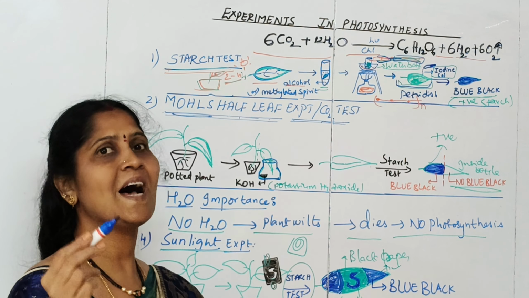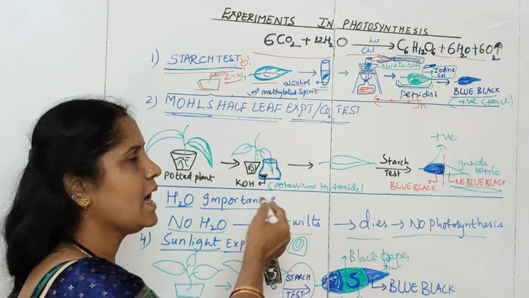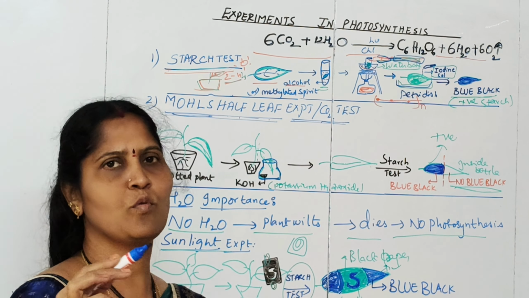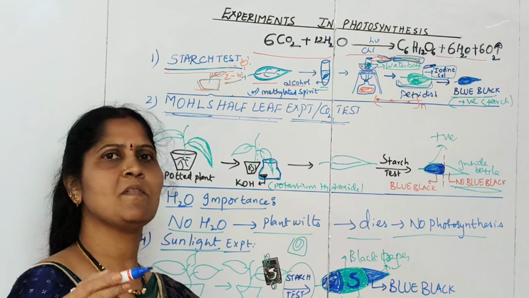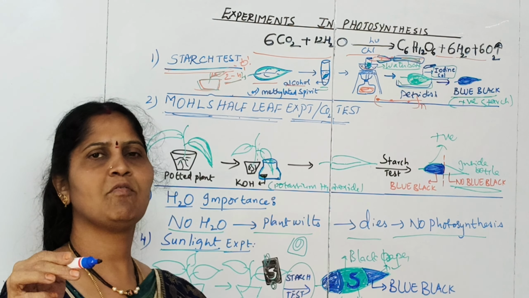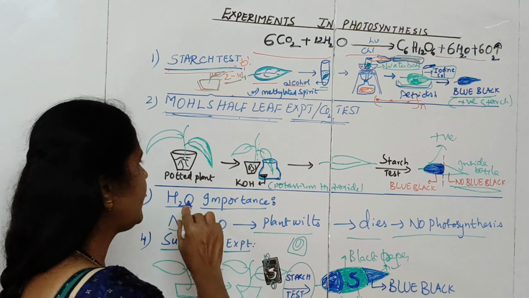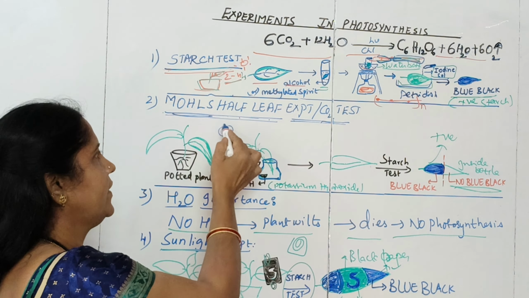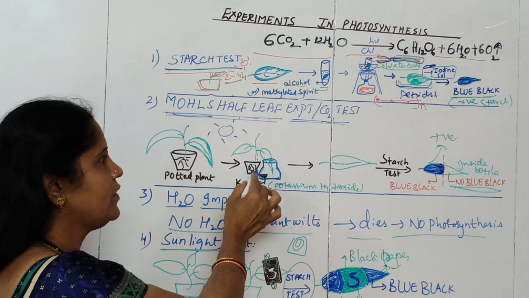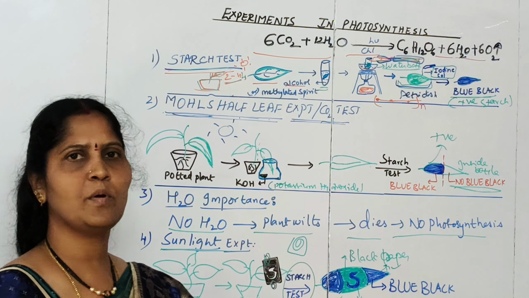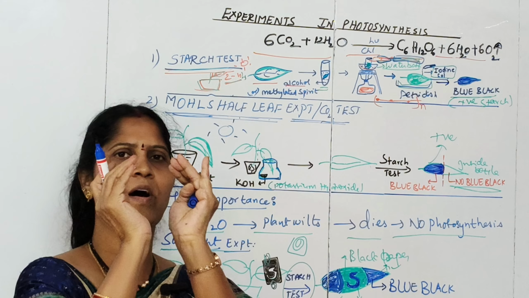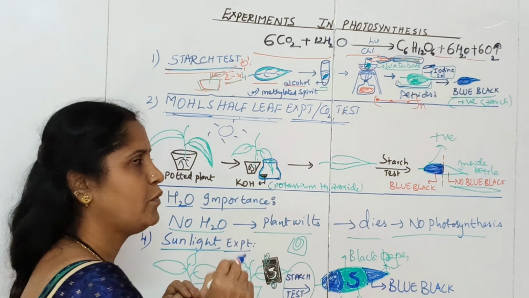It is called Moll's half-leaf experiment because in this, half of the leaf will be checked for the presence of starch, that is, whether photosynthesis has taken place or not. We will check in half portion of the leaf. That's why it is called Moll's half-leaf experiment. Coming to the experiment, you take a potted plant and keep it in the sun for 2 to 4 hours. Then you take one of the leaves, bend it and put it into a wide-mouth glass jar, as I have drawn here.